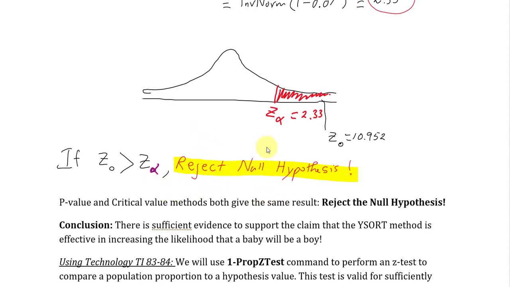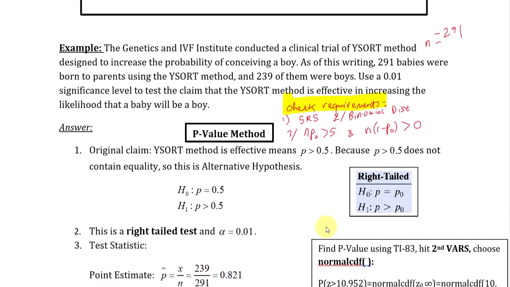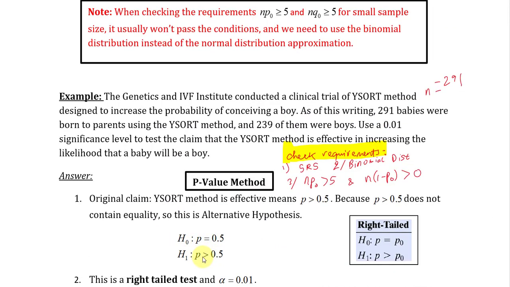the null hypothesis. Okay, so you can see that here the p-value and the critical value methods both give the same answer, which is rejecting the null hypothesis. The conclusion is that there is sufficient evidence to support the claim that the Weierstrass method is effective in increasing the likelihood that a baby will be a boy. It is effective because we reject the null hypothesis. Therefore, the proportion is bigger than 0.5, or more than 50% will be a boy, or the method is effective.